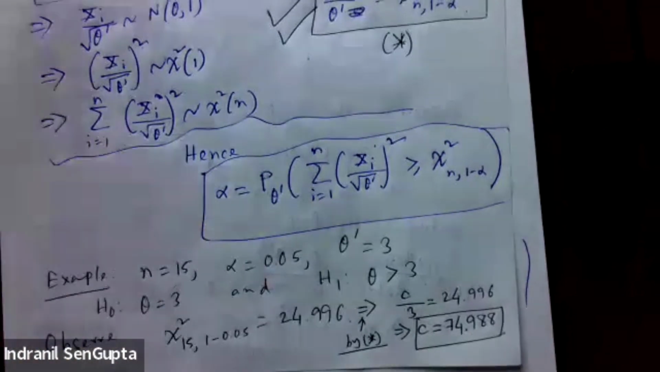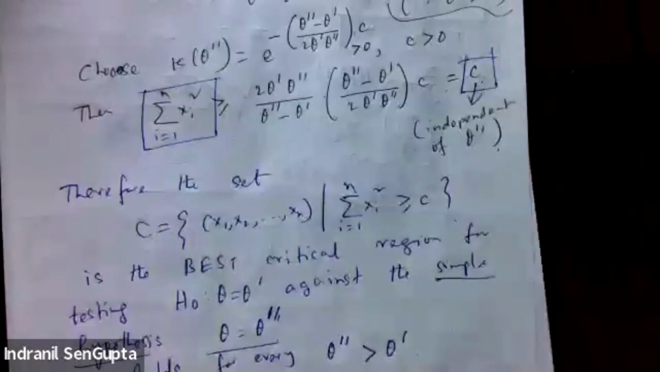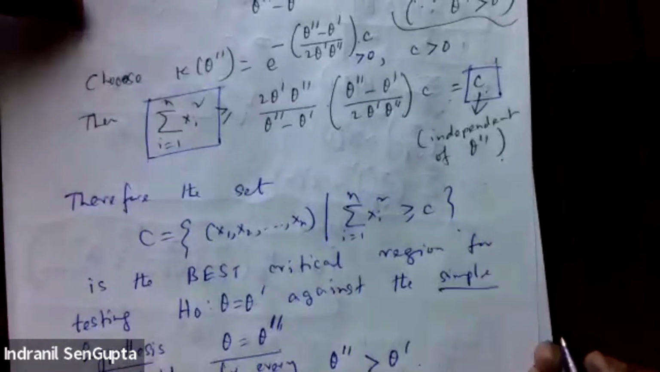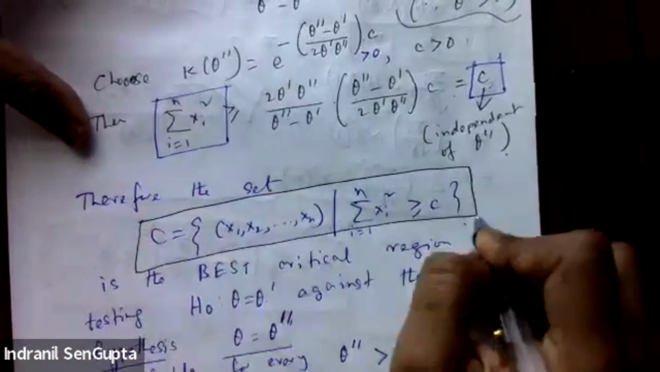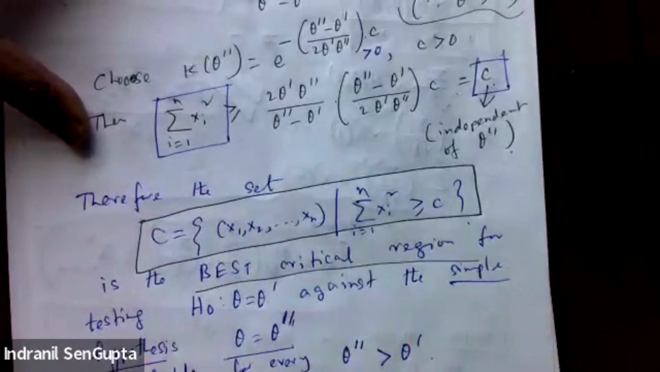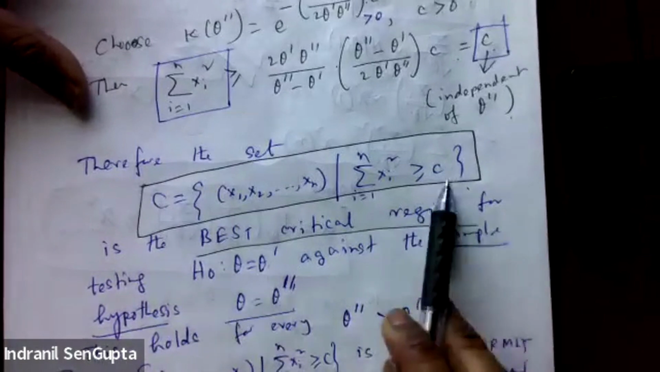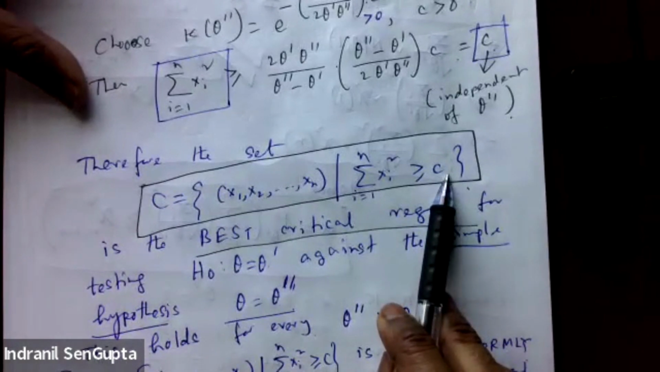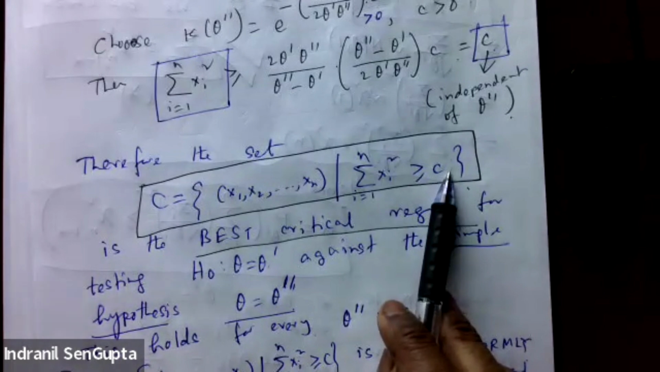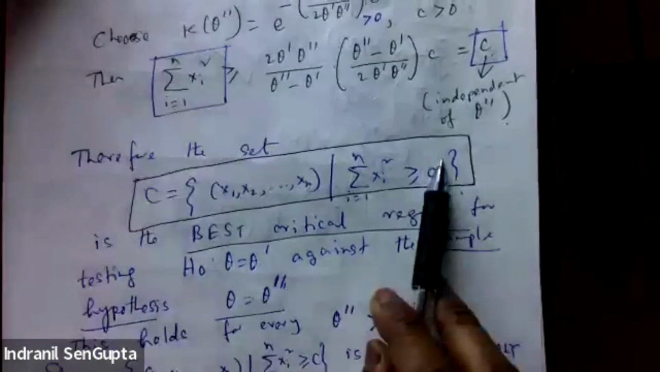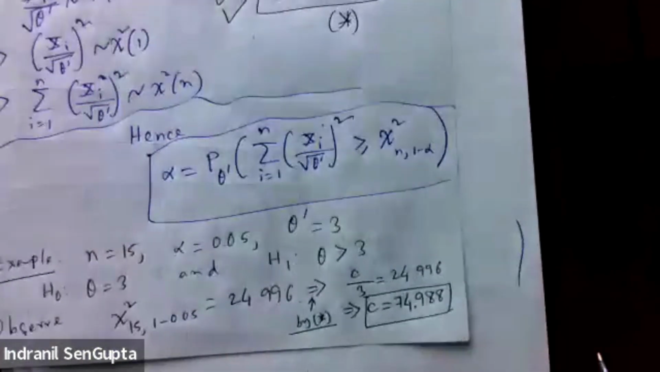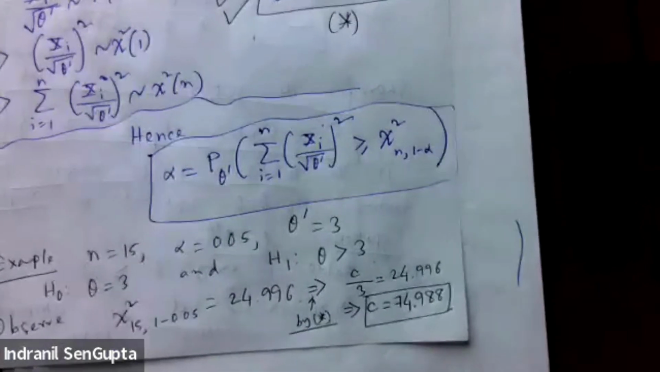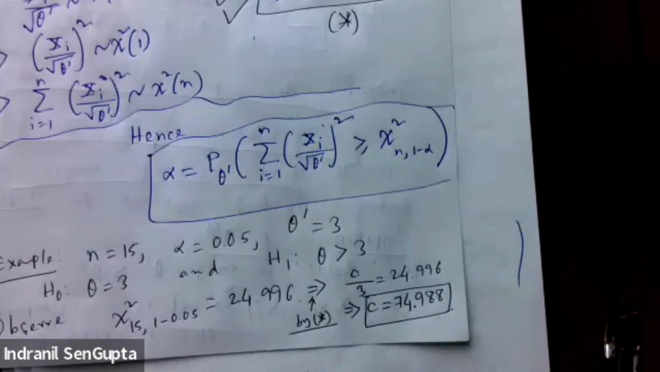Okay. Once again, let's go back and forth. So here, why is a C necessary? Because I'm trying to construct this set. And I'm saying that this is the best critical region for testing. Okay. So for doing that, I need the value of C. So what we found is if n equals 15 and theta prime equals 3 that we are testing, then the C got to be 74.988. Okay. So that's a very quick example of showing how it works.